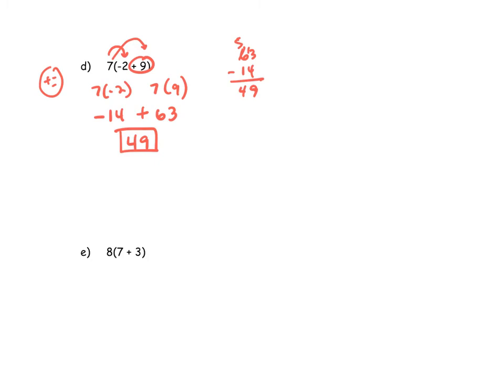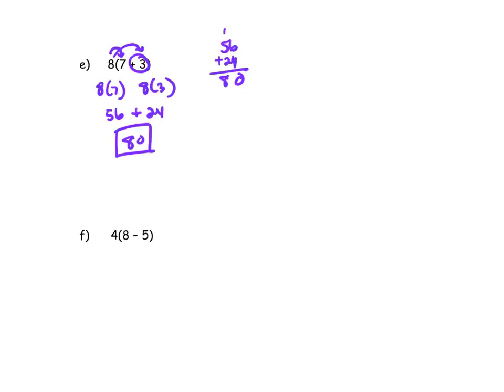The answer for letter D should be 49. The first, what we're going to call a rainbow, this little arc, is 7 times negative 2, which is negative 14. And the second one is positive 7 times positive 9, which is 63. Because these are different sign integers, we subtract, leaving us with positive 49. Going to letter E, rather.